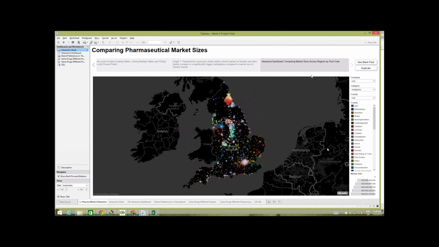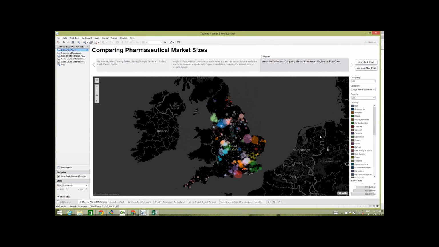I feel like you're not really seeing anything interesting because it's a very consumer drug that probably follows the population patterns. But what I found interesting was that when you change it to something like drugs used in diabetes, specifically those produced by Novartis, you can see that it changes quite a bit. You see that it changes by the market size valuation.